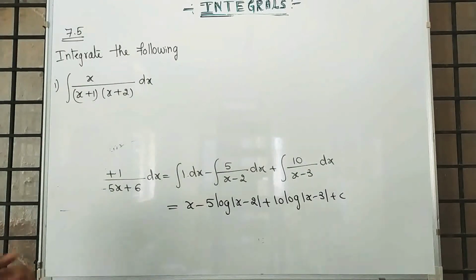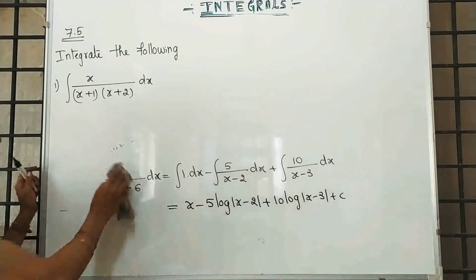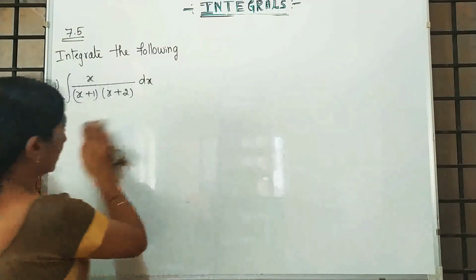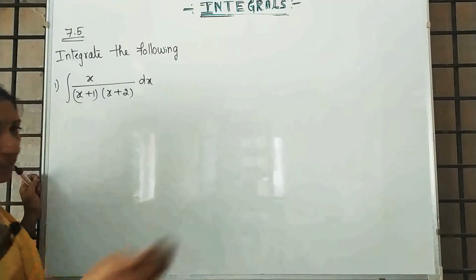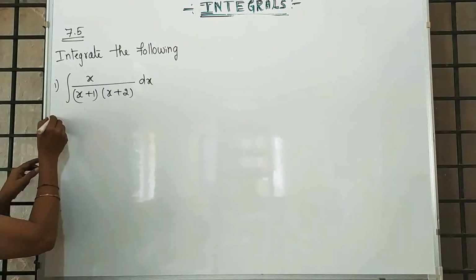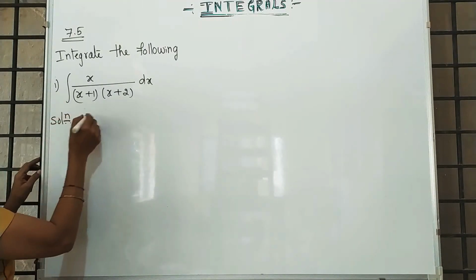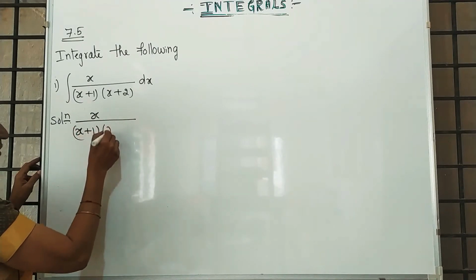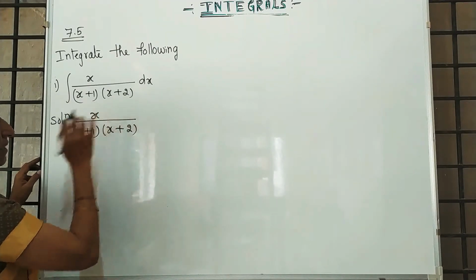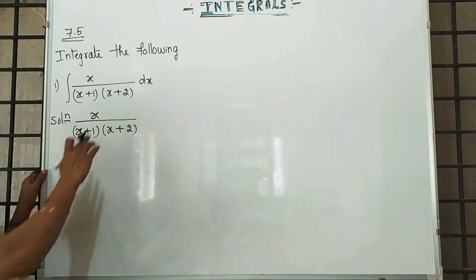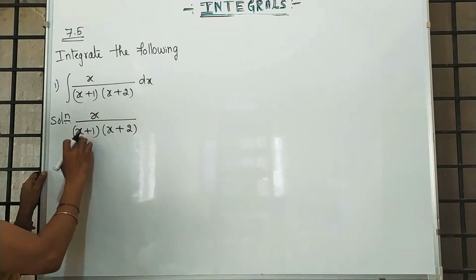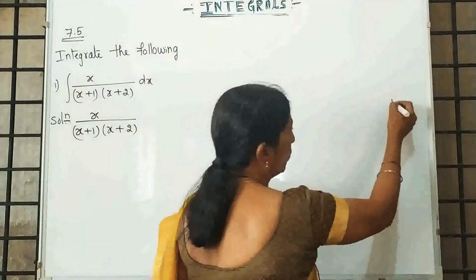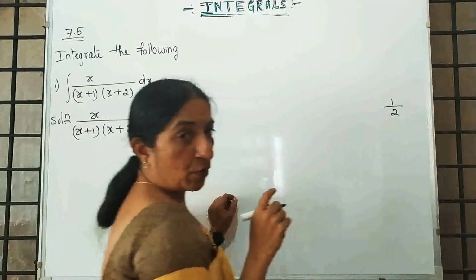I will explain each and every problem, but if you are thorough in the calculations, similar examples I will give as homework and again explain the solution in the next class. First we have to identify. See, x upon (x plus 1) into (x plus 2). What is the highest power of x in the numerator? Its power is 1. In the denominator, multiplying x into x is x square. So this is nothing but 1 upon 2. Is it proper or what? Yes.